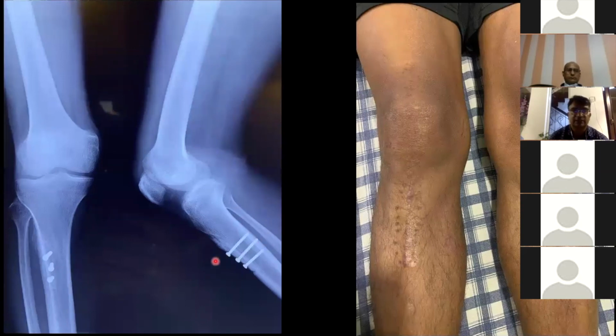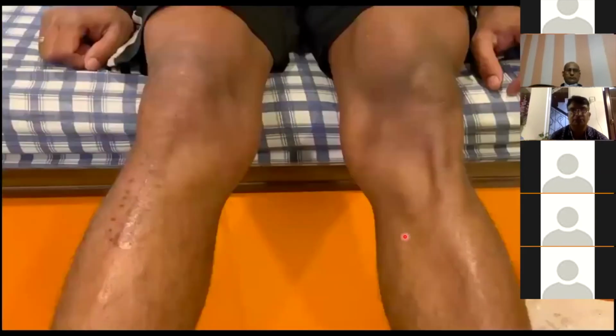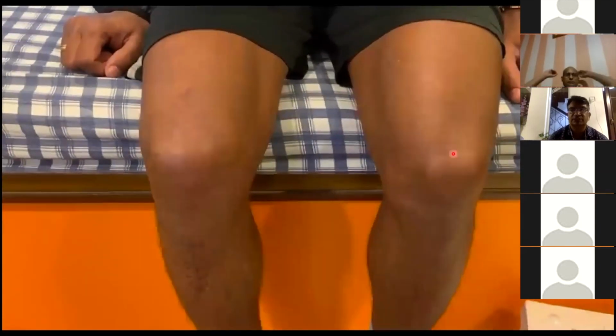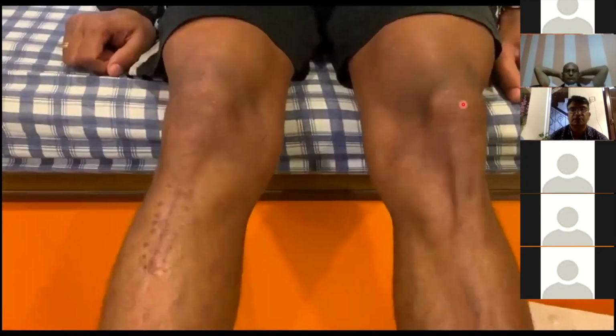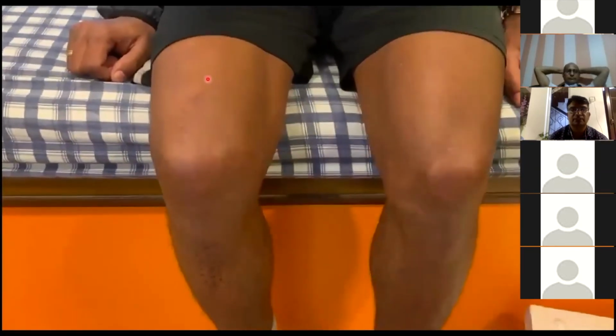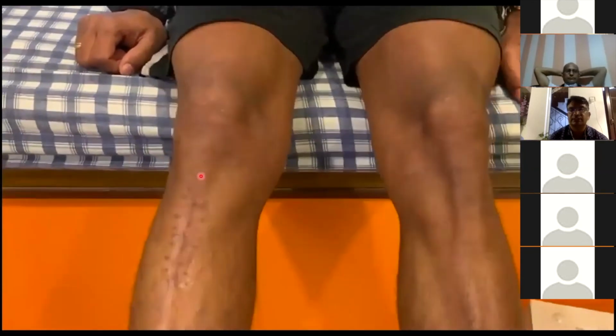You can see that the osteotomy site has very nicely healed. The scars are pretty okay. And this is his post-operative picture. This is the healed scar of the distalization. This is for the MPFL, and you can compare the unoperated side with the operated side. You can see that the J sign is positive on the unoperated side, whereas the J sign is completely negative on this operated side. And this patient is scheduled for surgery on this side as well very soon.